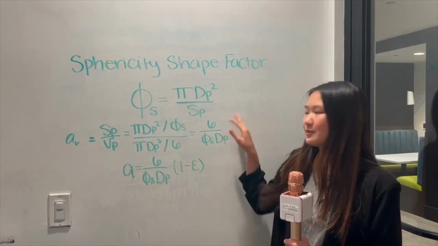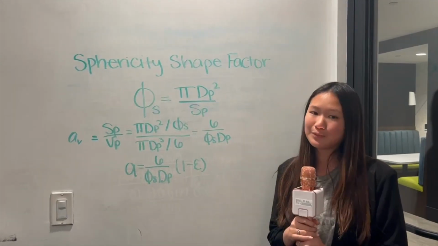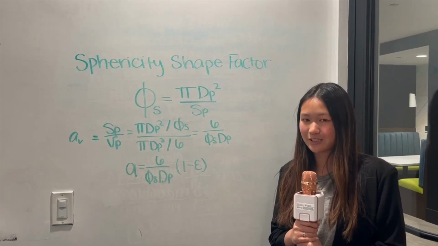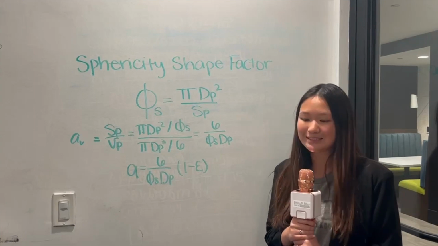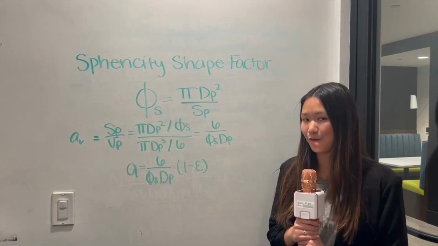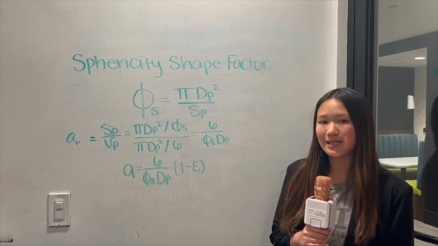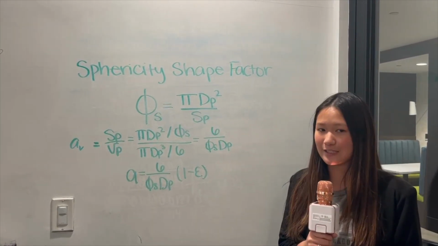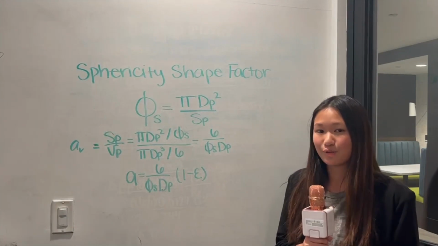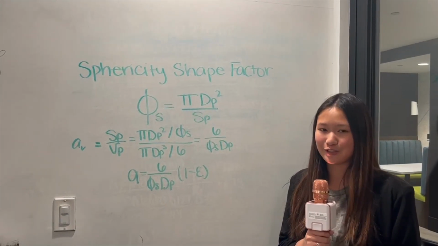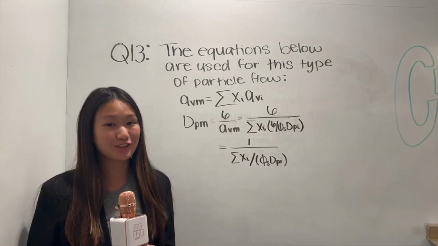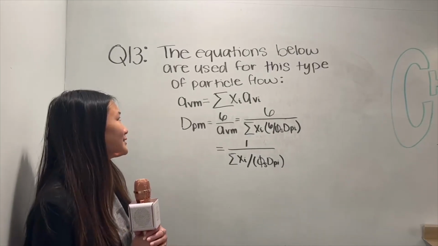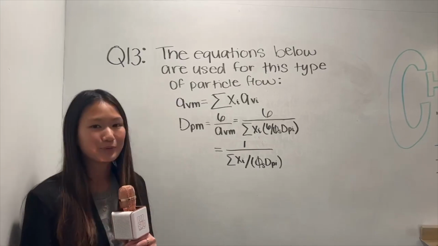The shape factor can be found using this equation, pi dp squared over Sp. Sp is the actual surface area of the particle, and dp is the diameter of the sphere having the same volume as the particle. Once that is calculated, you can use it to solve for Av, the specific surface, and A, the total surface area over the total volume. Question 13. The equations below are used for this type of particle flow.